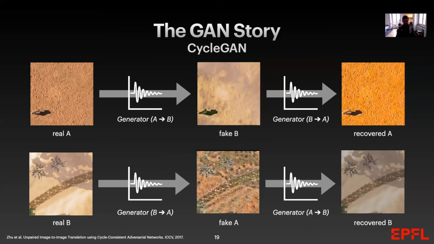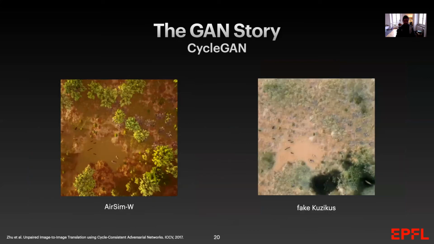So if we apply a CycleGAN, we get results. The left is the input, a real AirSim rendering with animals, and on the right is what it does in order to reflect the Kuzikus distribution. Now, color-wise, this is a pretty good match. You can see that the trees still kind of look like trees, and the animals are still there, which is great. There are a few artifacts, like in the bottom right, but other than that, this looks okay.